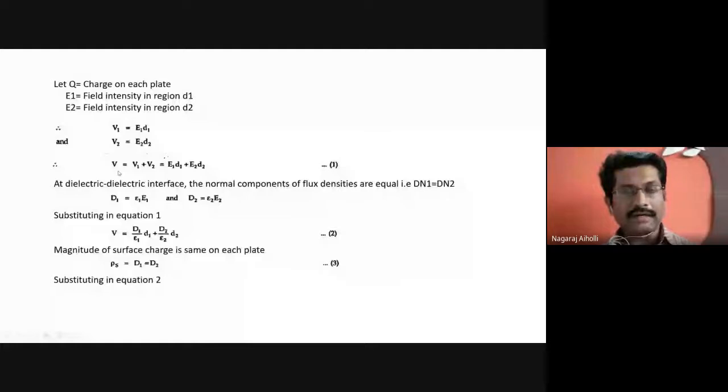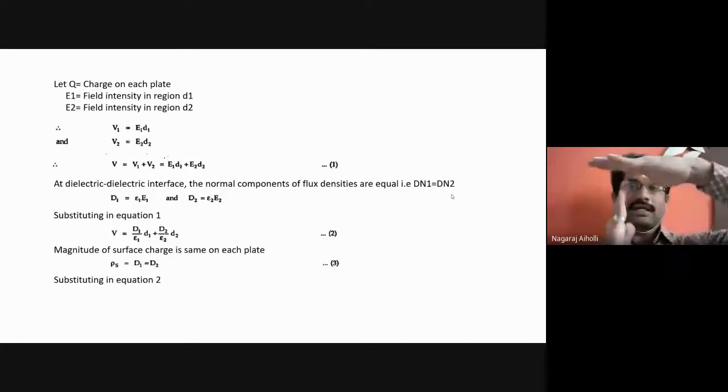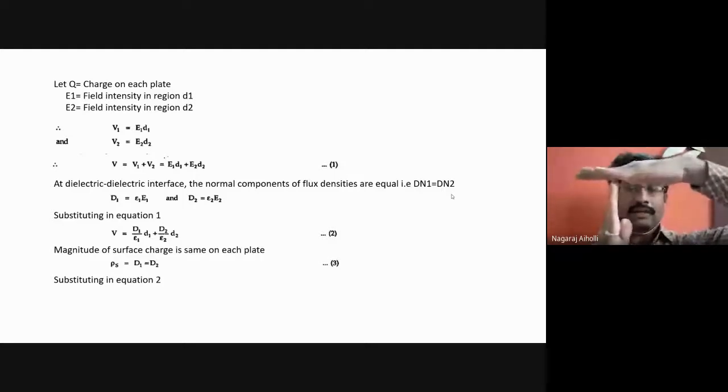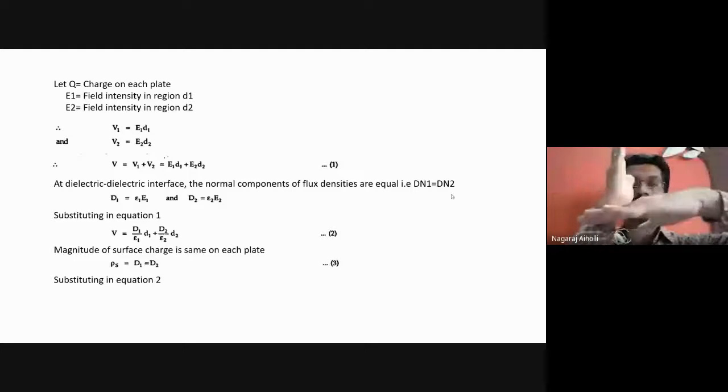At the dielectric interface, the normal components of the flux densities, that is DN1 and DN2, are equal. We have studied this concept, correct? If there is a normal component between the dielectric media, DN1 will be the same as DN2. Suppose this is DN1, and above the boundary is DN2, then the normal components are the same. They don't get refracted, correct? DN1 will be equal to DN2.